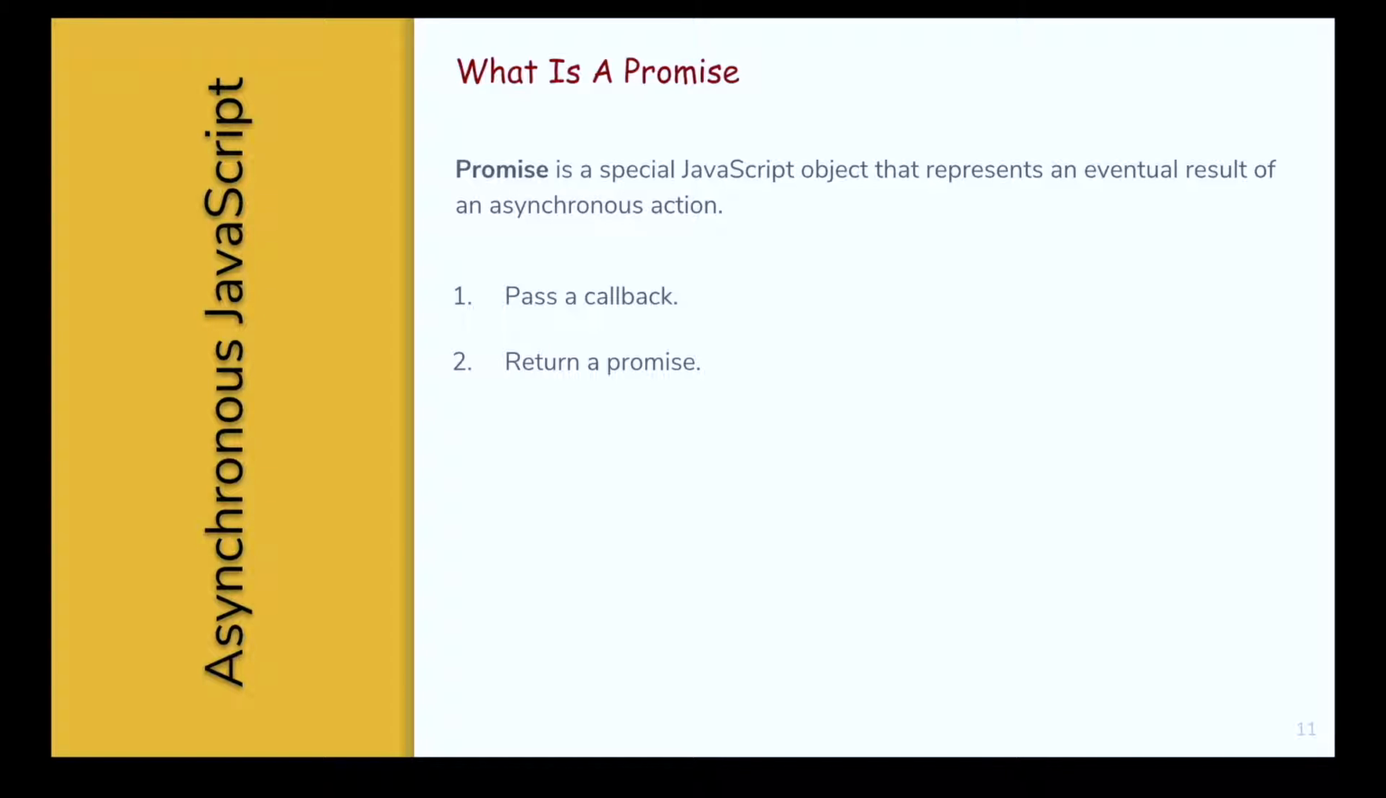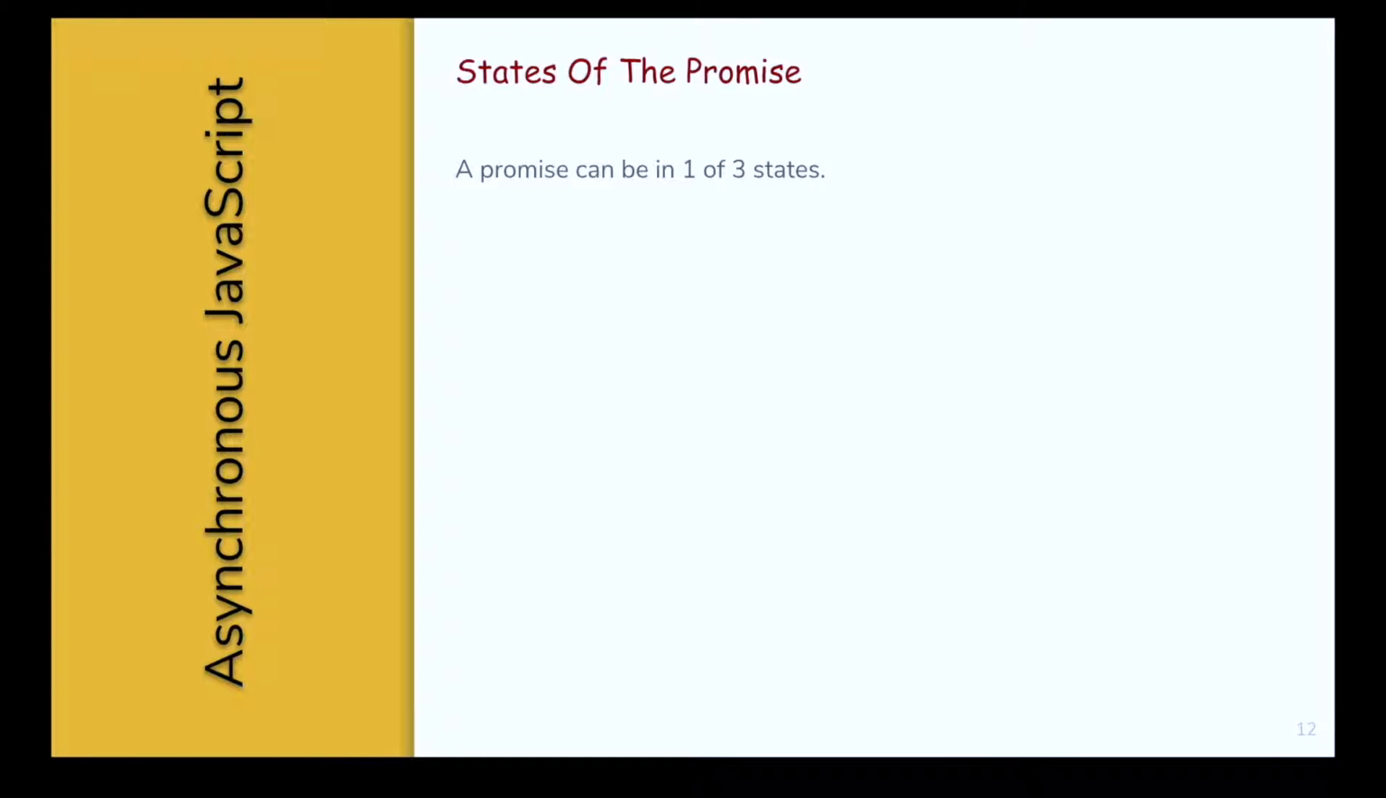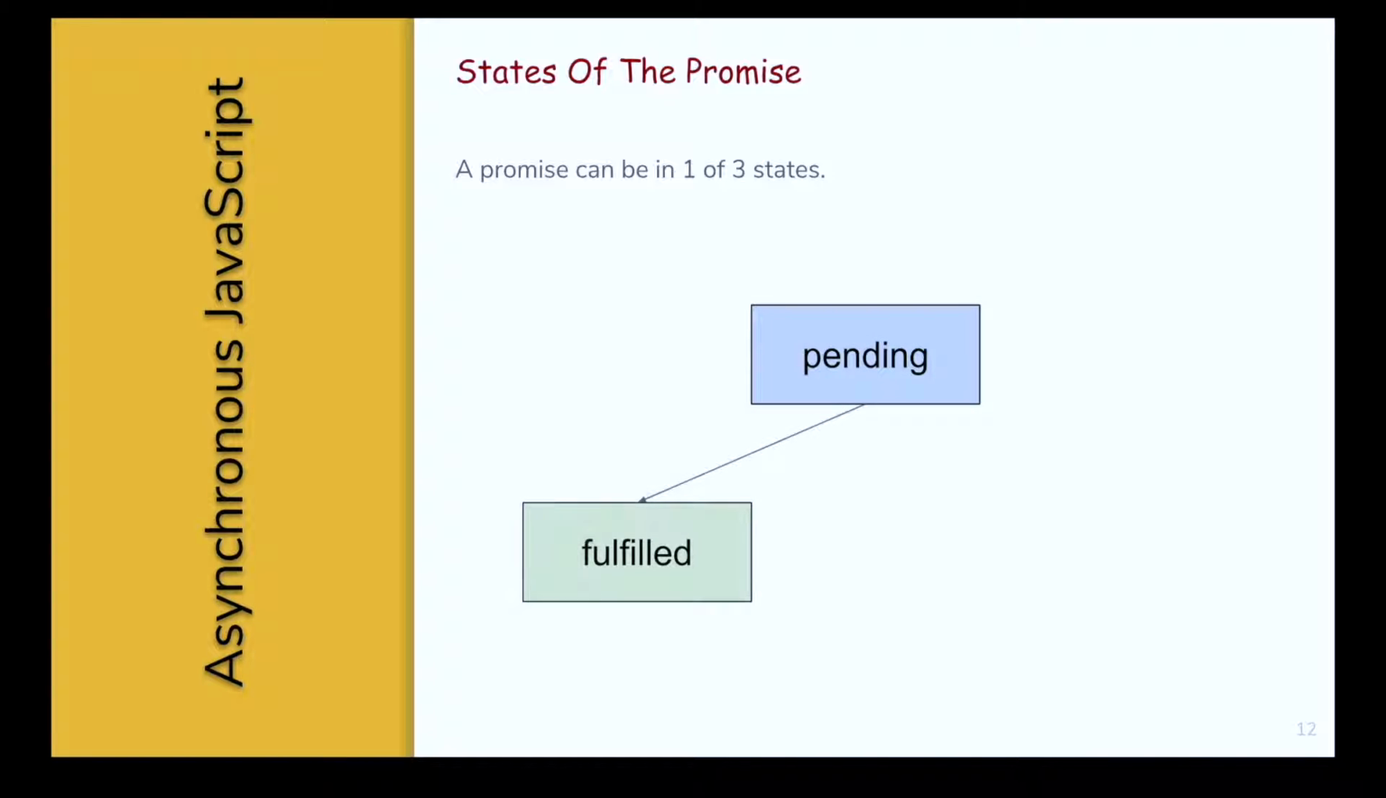A promise object has two internal properties. The first property is the promise status, and the second property is the promise value. If everything goes well, the value property will contain a real value of the promise. A promise can be in one of 3 states: pending, fulfilled, or rejected.